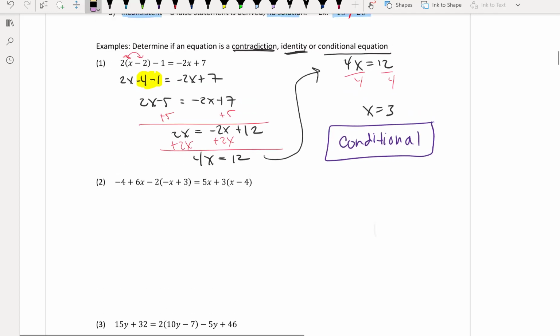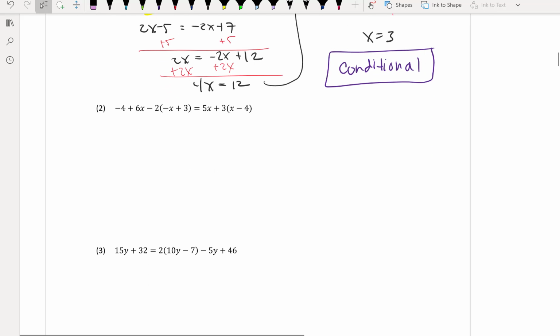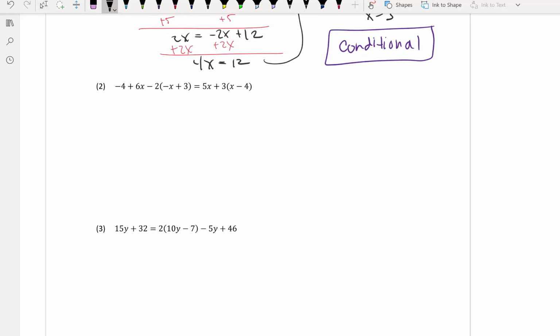All right, so we're going to ask ourselves the same thing. Is it a contradiction, an identity, or a conditional equation with the examples below? So I'm going to go ahead and compute this down here. So negative 4 plus 6x, I'm going to take that negative 2 and distribute it inside the parentheses. So a negative times a negative is a positive. So it's a positive 2x minus 6. I'm going to distribute that 3 to get a positive 3x minus 12.